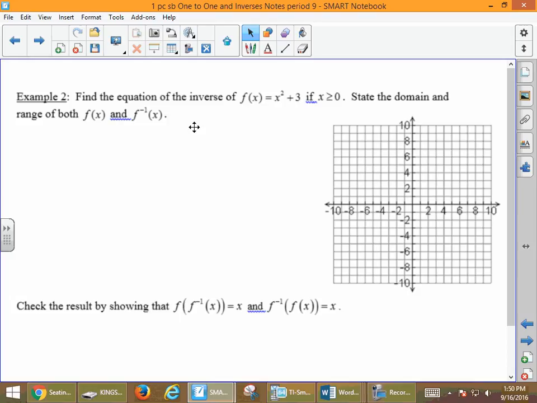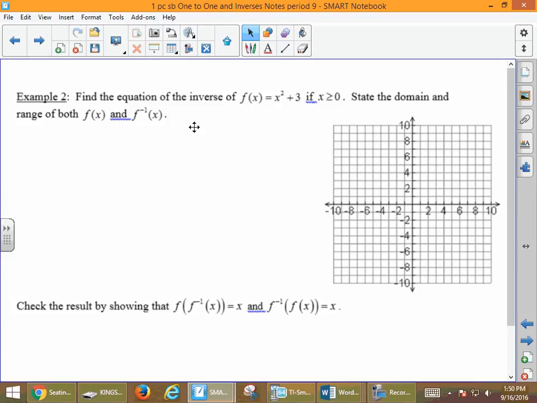So we have a restriction right now. And then we have to state the domain and the range of both f of x and the inverse of x. Remember that notation f to the negative 1 of x means inverse. And then we're going to check the result in a few minutes.